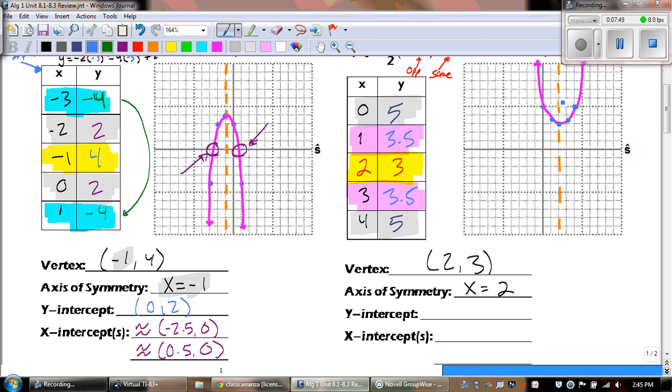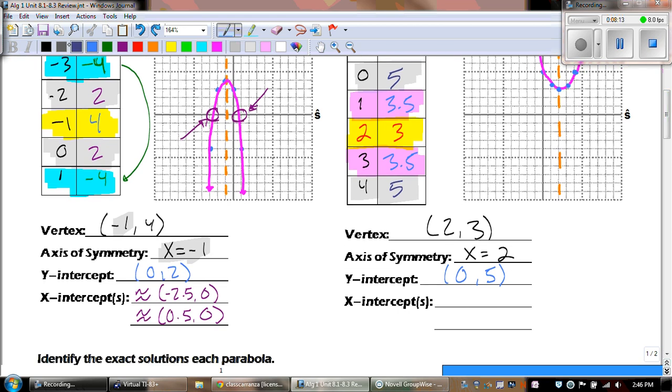Our y-intercept is where it touches the y-axis. And in this case, it is (0, 5). And the last one is our x-intercept, and it's asking for the point where it crosses the x-axis. Does it cross the x-axis? No. So our answer: none.